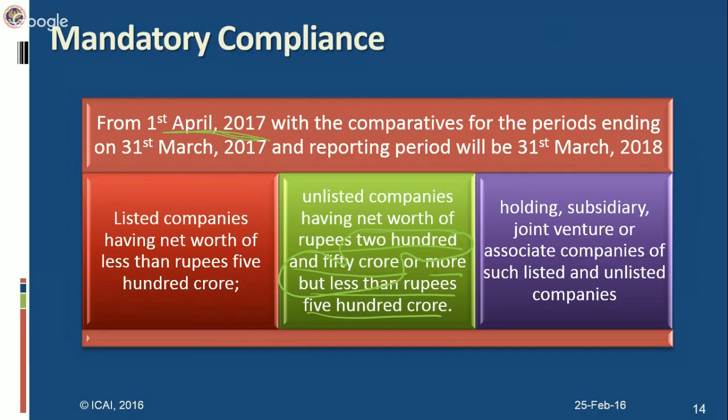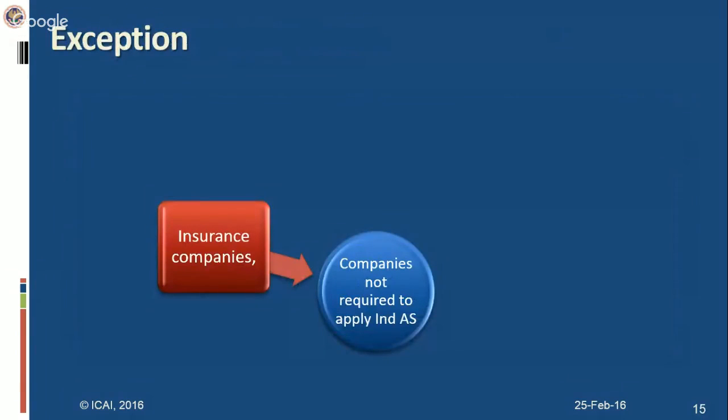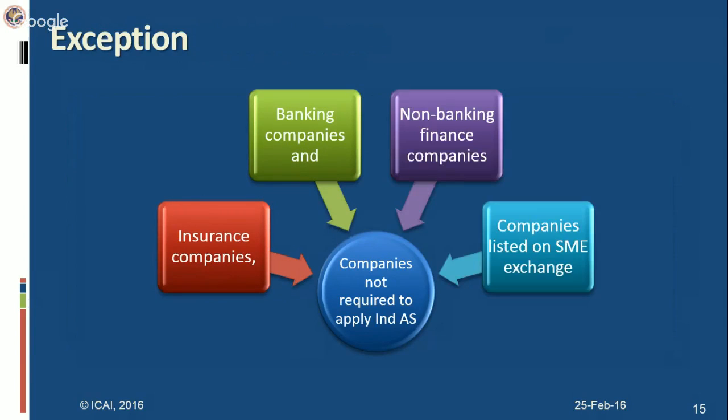Definitely, if a particular company is mandatorily required to comply with Ind AS, then its holding, subsidiary, joint venture, associate companies will also be covered. To whom is the exemption granted? All the insurance companies, banking companies, non-banking companies, companies listed on SME, that means small and medium companies. All these companies are not required, but a separate roadmap has been designed for banking, non-banking finance and insurance companies. Maybe in later years, they will also not be exempt.